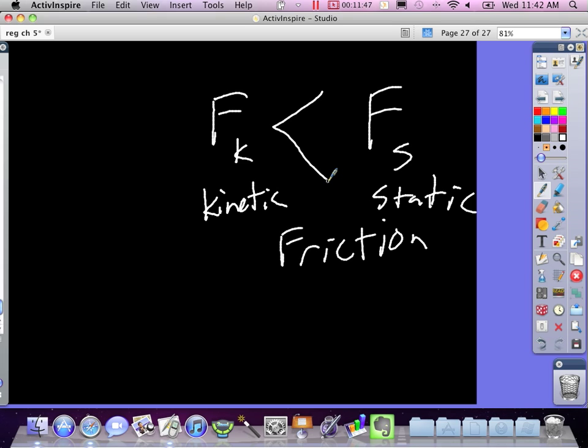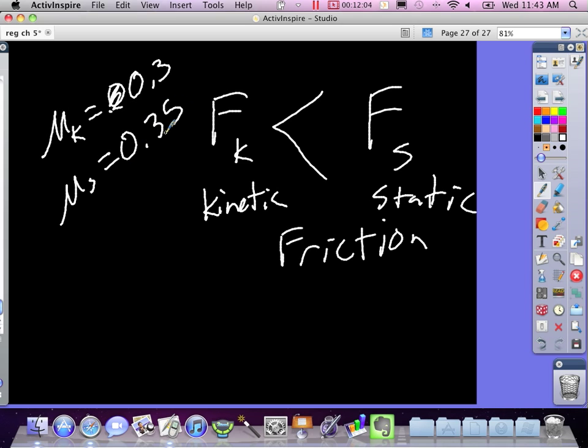So static friction is bigger than kinetic friction in terms of value? Yes. Static friction is always bigger. So for example, mu sub k for an object might be 0.3. Mu sub s for that same thing might be 0.35. This is an example. This is not true everywhere. Would they ever be equal? I can't think off the top of my head of anything where that's equal.